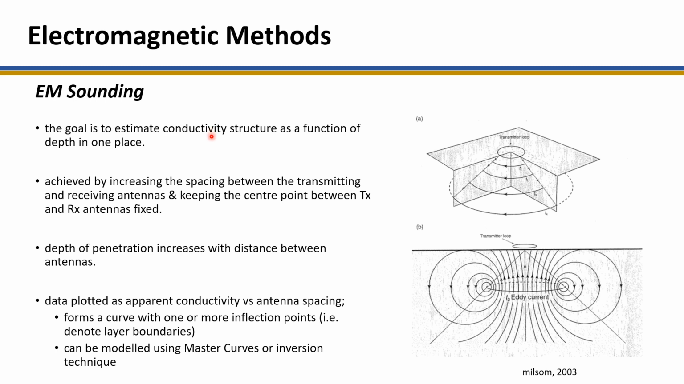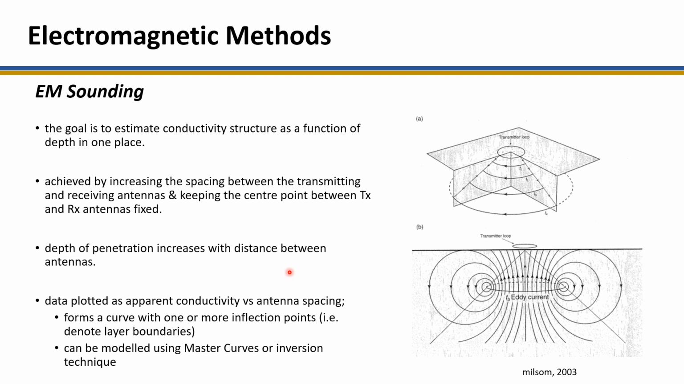This can be done by measuring the response of the subsurface to an electromagnetic field as a function of depth, achieved by increasing the spacing between the transmitting and receiving antennas and keeping the center point between the TX and RX antennas fixed. The depth of penetration of an electromagnetic field depends on the spacing between the transmitting and receiving antennas. The greater the spacing between the antennas, the deeper the field will penetrate. In electromagnetic sounding, the spacing between the antennas is increased in order to map the conductivity structures of the subsurface at different depths. Depth of penetration increases with distant antennas.